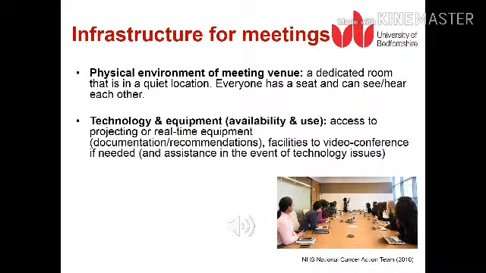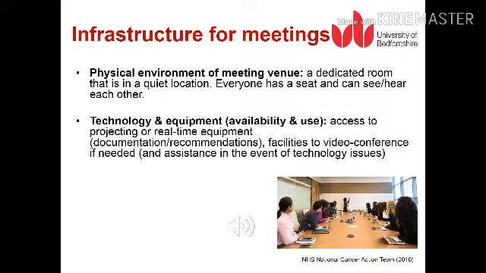Technology and equipment. If technology and equipment are being used, it's important that the core members, but specifically the coordinator and the chair, know how to use that technology and how to address any issues if they arise. There should also be some form of assistance on site just in case these issues do arise and they can't be fixed easily.